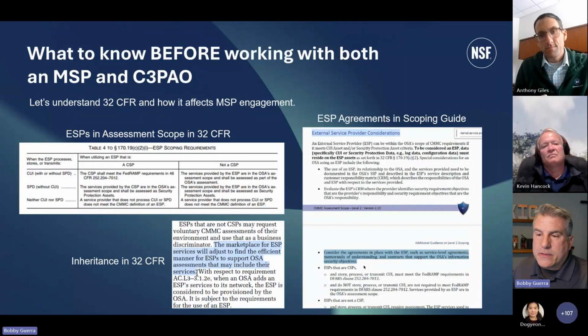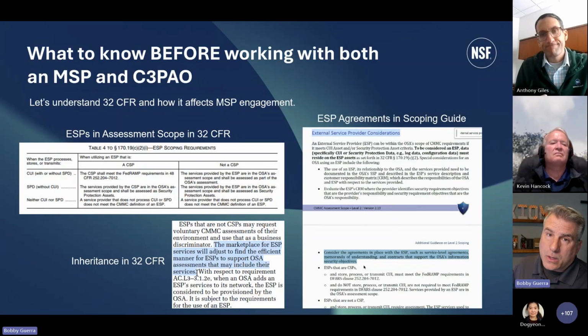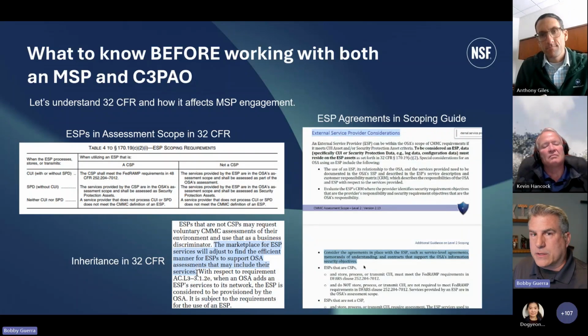But in here, in the scoping guide, there are some key points. That first bullet is saying, hey, the company that's getting assessed, if they're using an MSP, their SSP has got to call out how that organization is working with them. So that's something that's really important. If you're working with an MSP and you've got a system security plan, how does it refer to that MSP? And the next bullet under that talks about the CRM, the customer relationship document, which we're going to talk about a little bit more.